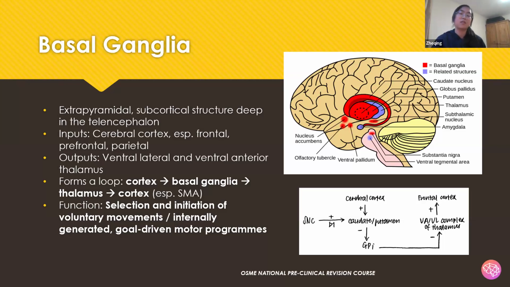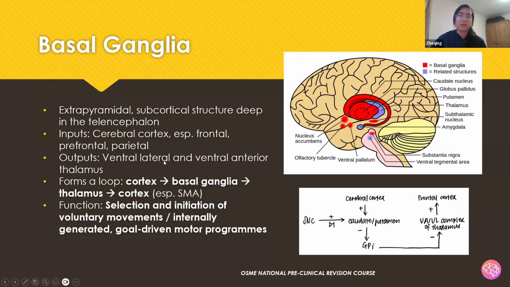And if you can't even identify what structure 1 is, then you can't answer the question, even if you knew the function. That's why neuroanatomy is quite important. So the basal ganglia is this red thing in the diagram on the right.